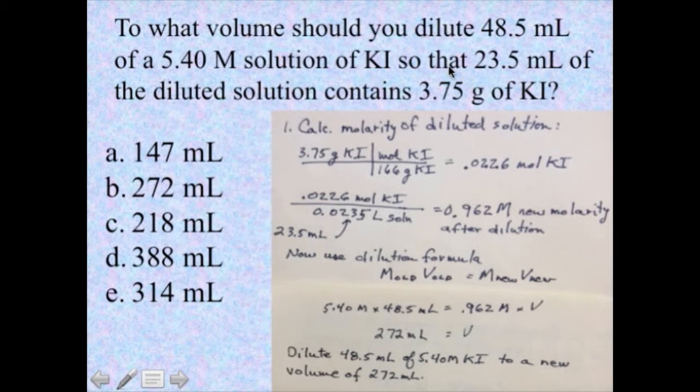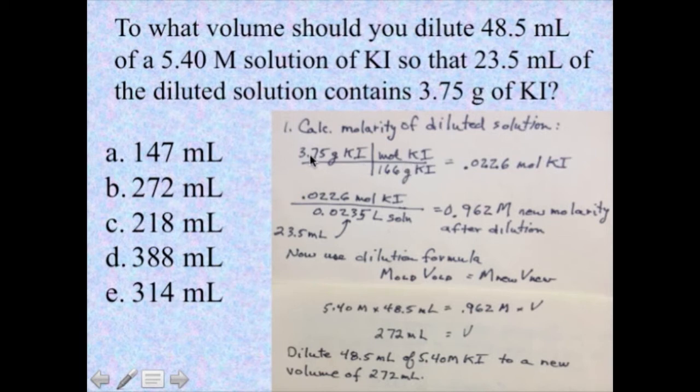This is telling us the new molarity after dilution in a sneaky way, and that is by saying that 23.5 milliliters of the diluted solution contains 3.75 grams of potassium iodide. So what you have to do first is convert 23.5 milliliters and 3.75 grams of potassium iodide into the new molarity after dilution. And that's not so difficult.